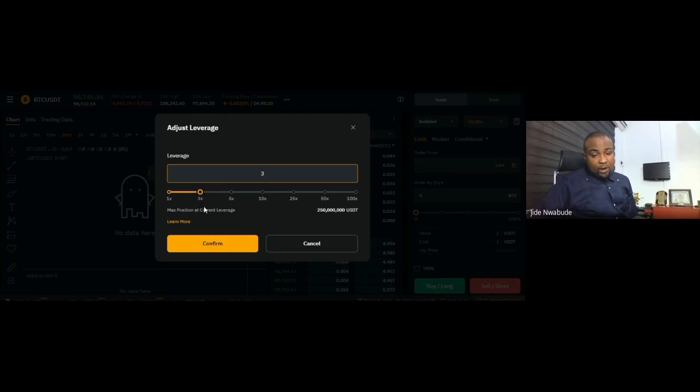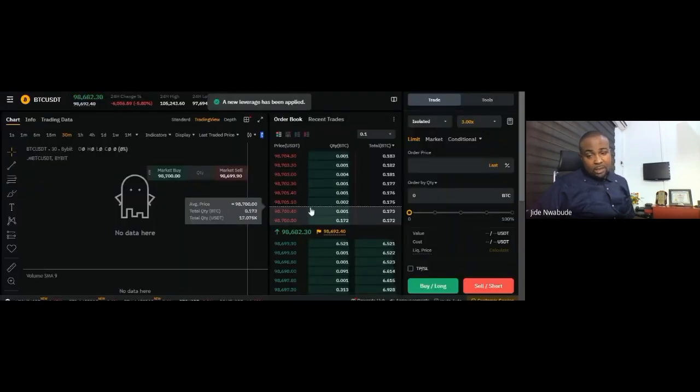I say okay, I want 3x. I confirm 3x. So you adjust your leverage per trade, unlike in Forex where you set it once and don't touch it again. Here you adjust it for every trade, and if you have a reason to, you can adjust it. We wait for the confirmation to go through. Great, so you can see my confirmation is 3x.